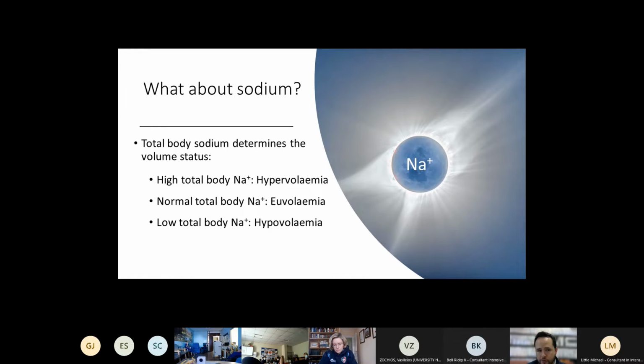We could think that sodium will determine the volume status, and broadly speaking, if we were to have a lot of sodium, then we can think that the patient is hypervolemic. We will see when this happens. We will also consider that a patient who has a normal amount of sodium will be euvolemic, and we will see when this happens and when this doesn't happen. And a patient who has a low amount of sodium will be hypovolemic, and we'll see when this happens too.